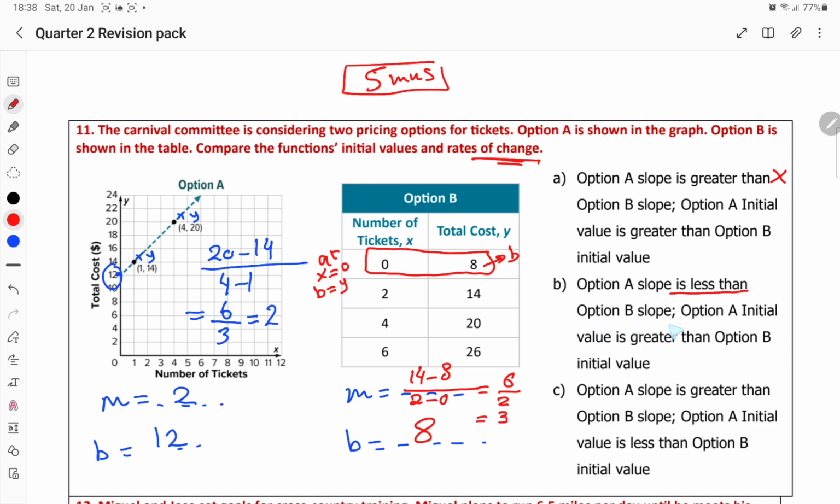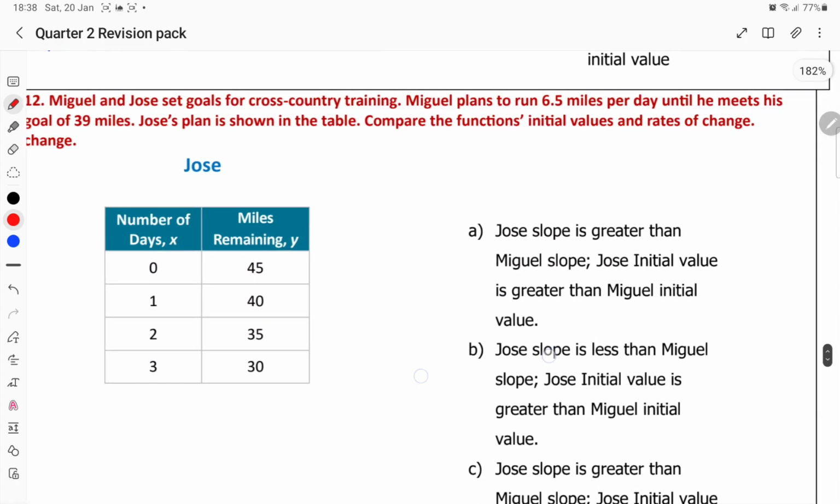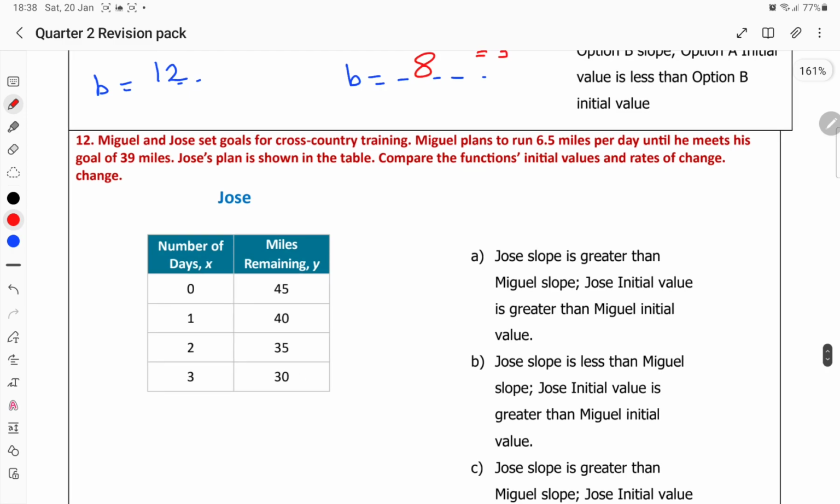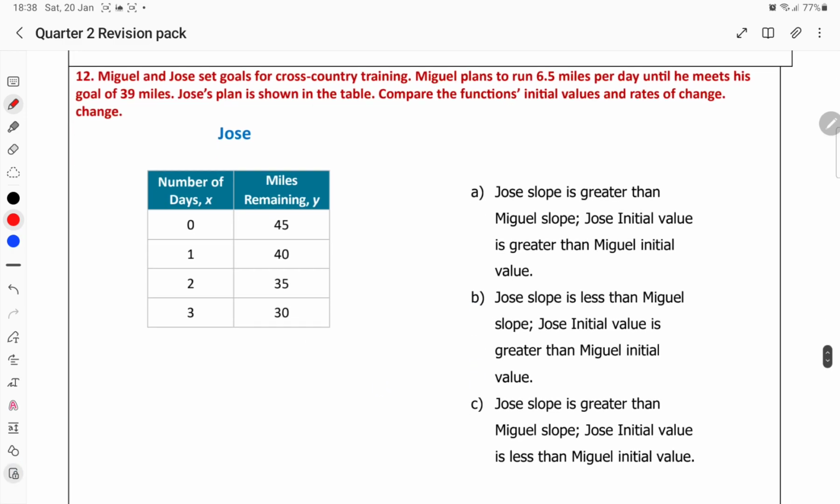Option A, initial value: is option A's initial value greater than option B's initial value? Yes, because the 12 is greater than the 8. The B is the initial value, so this is the correct answer. Very good. Question 12. Miguel and Joss set goals for cross-country training.